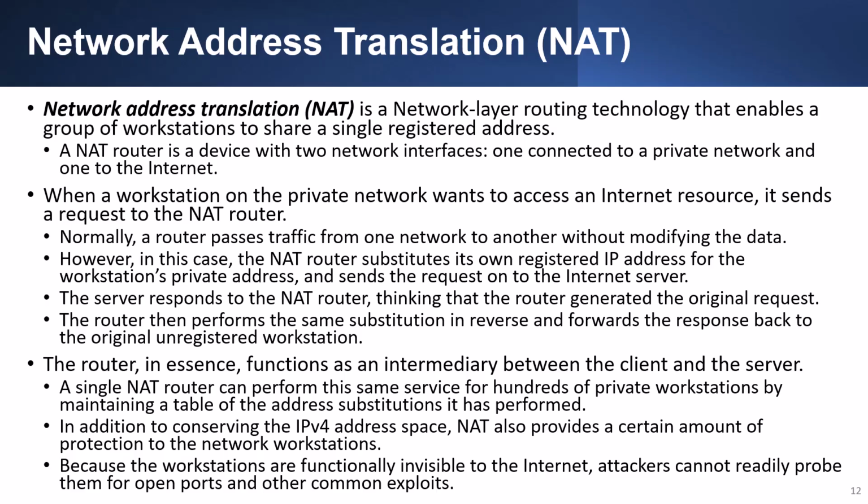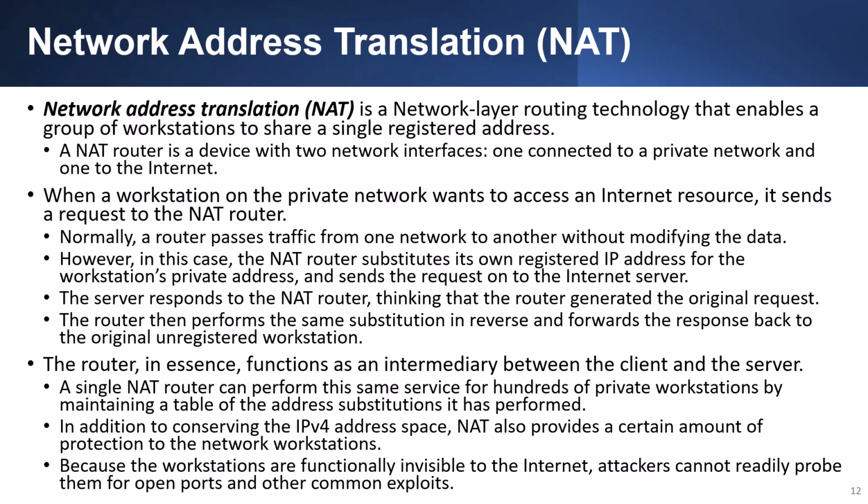Normally, a router passes traffic from one network to another without modifying the data. However, in this case, the NAT router substitutes its own registered IP address for the workstation's private address and sends the request on to the internet server. The server responds to the NAT router, thinking that the router generated the original request. The router then performs the same substitution in reverse and forwards the response back to the original unregistered workstation. The router, in essence, functions as an intermediary between the client and the server.